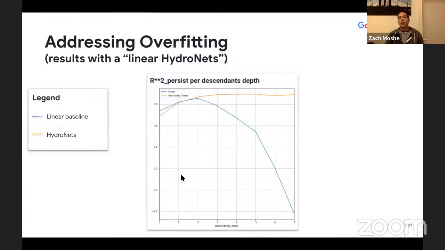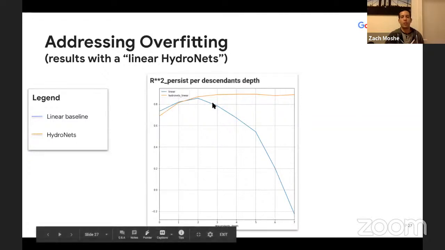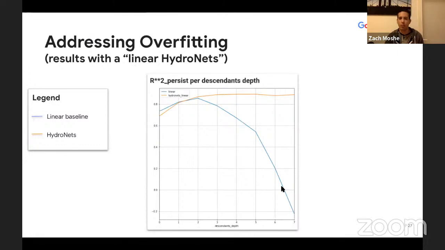Okay, so as I promised, I get back to the overfitting chart from before, and the blue one was what we were used to seeing when we actually overwhelm the linear model with too many inputs. It just starts to overfit. And what we see when we do the same experiment with HydroNets is that it doesn't overfit. Okay, it only gets better and better slightly.